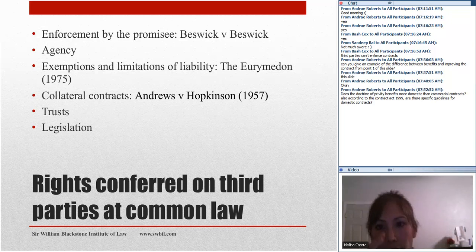The doctrine of privity doesn't make any distinction between domestic and commercial contracts. And also, the Contracts (Rights of Third Parties) Act 1999 applies to all contracts in general. There are no specific guidelines for domestic contracts.